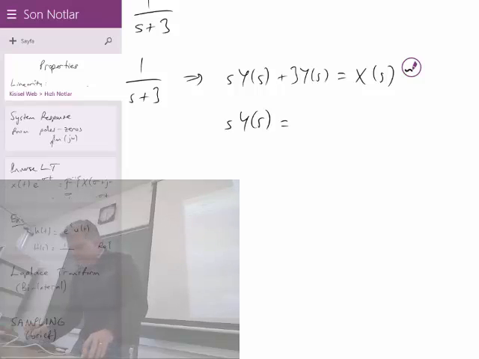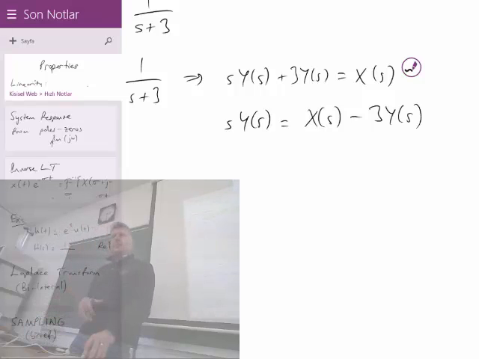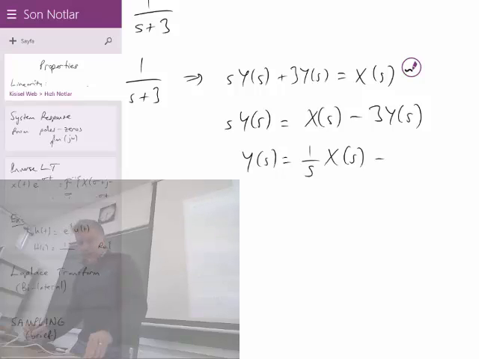I'm gonna write it like, okay, x of s minus 3y of s, isn't it? It's like this. I'm keeping the highest order at the left hand side, and then I divide it by the s polynomial order to isolate and make it individual y of s at the left hand side. So y of s is equal to, then it will become like this, 1 over s times x of s minus 3 over s, or 3 times 1 over s, y of s. It happens to be like this now.